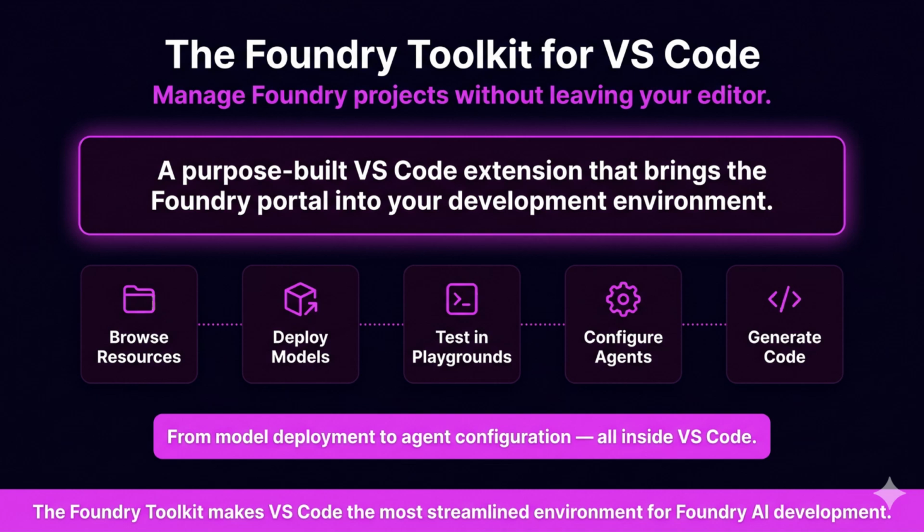Then, integrated playgrounds, where you can test model and agent behavior as part of your active development loop. The fourth capability is agent configuration, giving you a visual designer and YAML-based tooling for both declarative and hosted agents. And the fifth is integration code generation. The extension can automatically generate the code you need to connect your agents to your applications. Together, these 5 capabilities make VS Code the most streamlined environment for Foundry-based AI development.